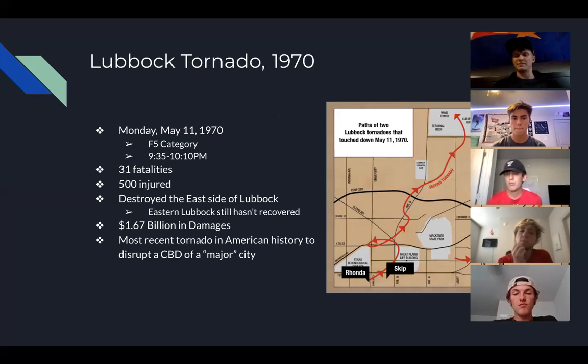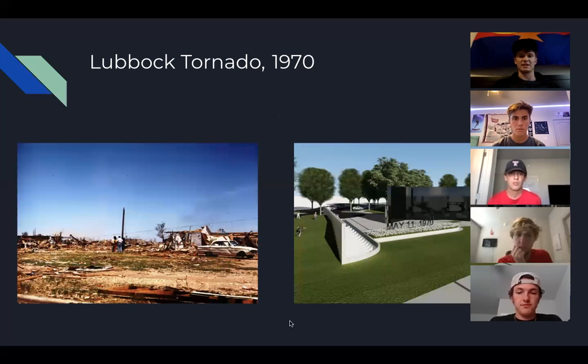In 2020 money, there was $1.67 billion in damages. And it is the most recent tornado in American history to go directly through a CBD, which stands for Central Business District, in a major city, which Lubbock would qualify as because it has over 100,000 people. And here are two pictures: one of the tornado damage in 1970, and one of the memorial that is being built in downtown Lubbock to honor the victims of the tornado.